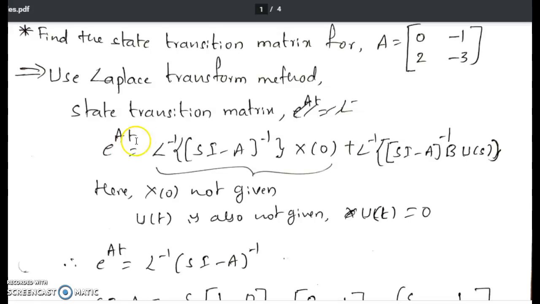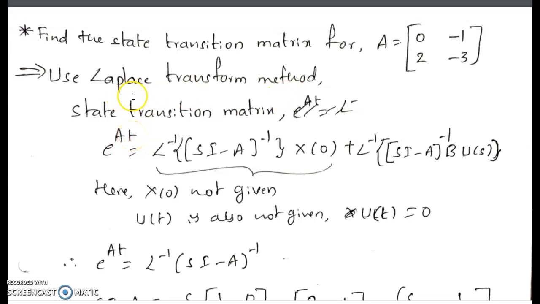What is the state transition matrix formula in the Laplace transform method? We can also call it the inverse Laplace method, because we are taking L inverse, right? The state transition matrix e raised to At is equal to Laplace inverse of (sI minus A) inverse times x of 0, plus Laplace inverse of (sI minus A) inverse B into U of s. See, the first part is the ZIR part, and the second part is the ZSR part.